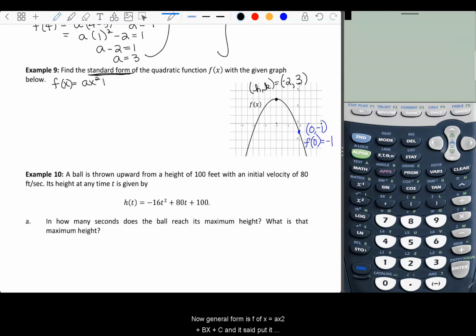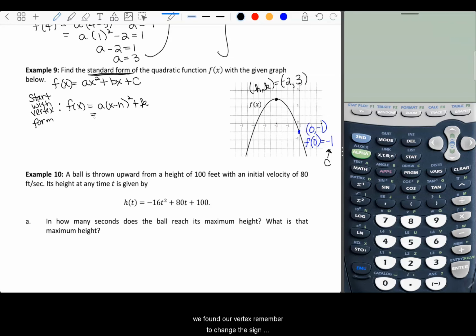Now, general form is f of x equals ax squared plus bx plus c, and it said put it in standard form. I'm going to do both, actually. Standard form is the vertex form, and then I'm going to write it in general form, the ax squared plus bx plus c. So we're going to start this problem with writing it in vertex form, the standard form of the quadratic. And we have f of x equals a times the quantity x minus h squared plus k.